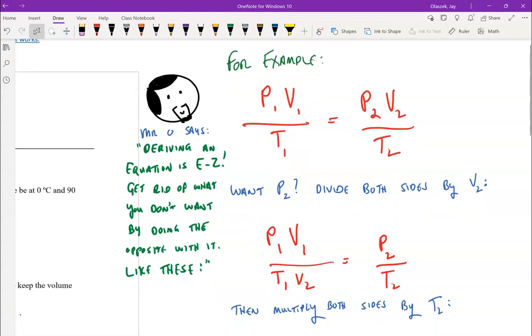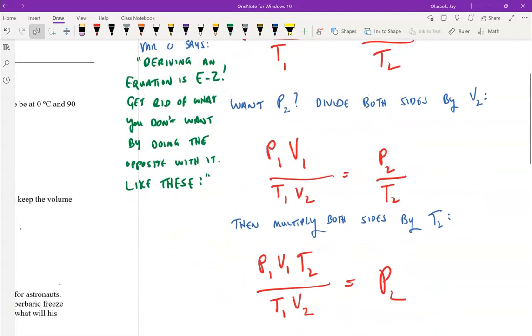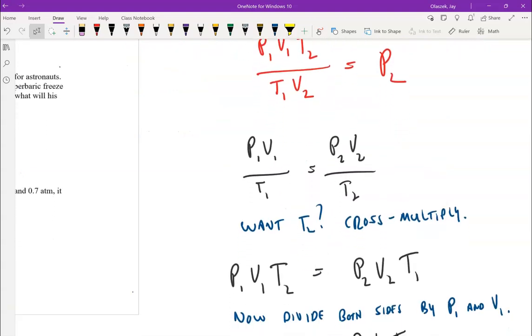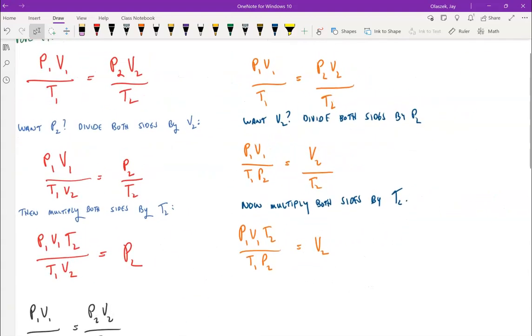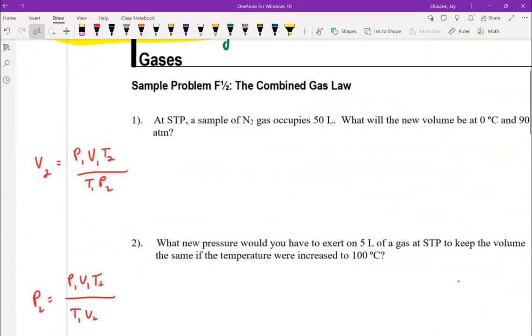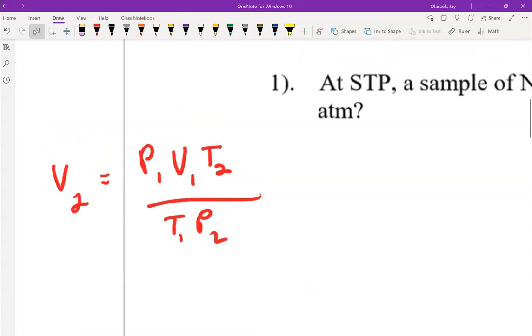You want P2, divide both sides by V2, and then multiply both sides by T2. You want to find T2, cross multiply to get T2 by itself, and then divide both sides by P1 and V1. Or if you want to find V2, divide both sides by P2, multiply both sides by T2. All right? Not only that, but I've derived the equations for each individual problem. Don't expect me to do this on a quiz or a test.